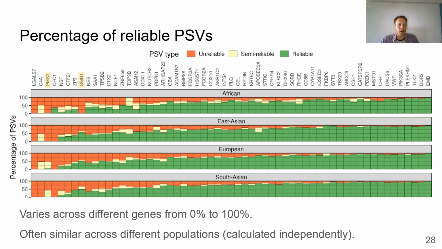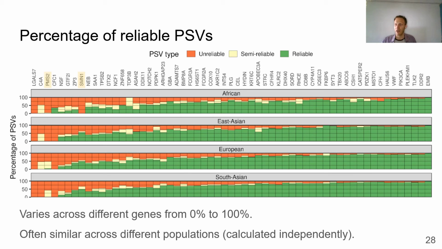Next, we look at the percentage of reliable PSVs across 59 disease-associated genes. Some of the genes have a very low percentage of reliable PSVs. For example, on the left you can see PMS2, SMN1. These are very important disease-associated genes, but they have a low percentage of reliable PSVs. And this is important because other methods that don't look at reliable PSVs will make errors there.